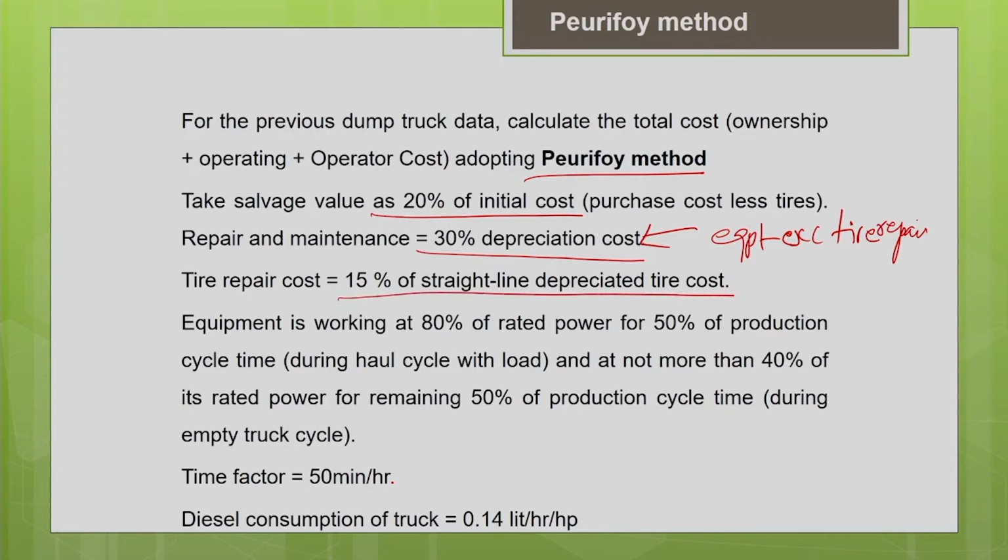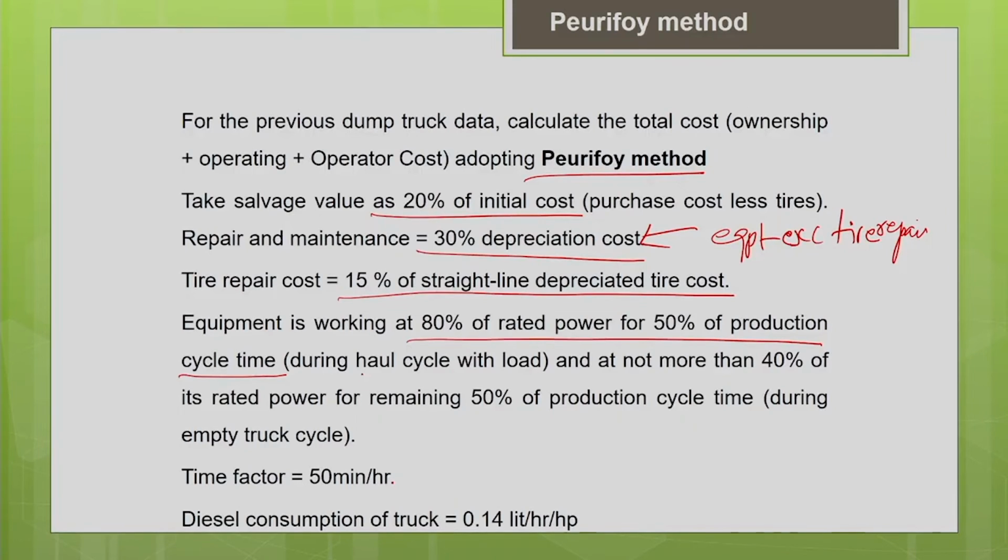Another important thing here, the operating conditions are defined clearly: the equipment is working at 80% of the rated power for 50% of the production cycle time. That is, the truck is using 80% of the power during its haul cycle when it is traveling with the load. That haul cycle will contribute to 50% of the total production cycle. So during this haul cycle, when it is carrying the load, it works at 80% of the rated power. The power consumption is 80%.